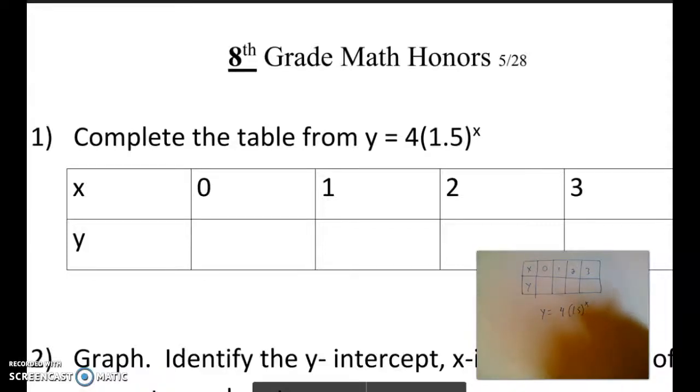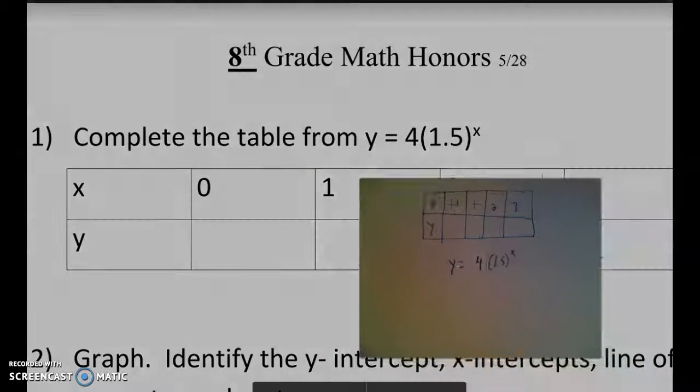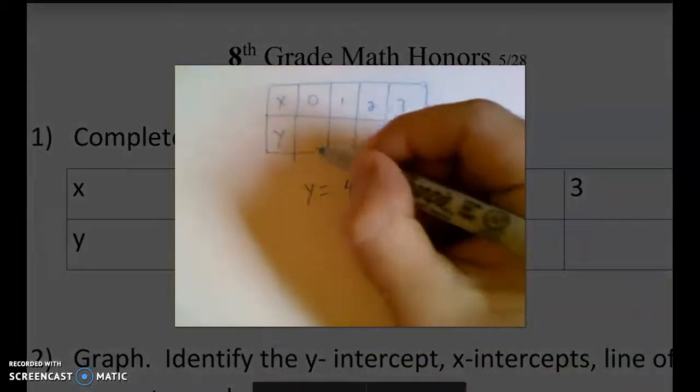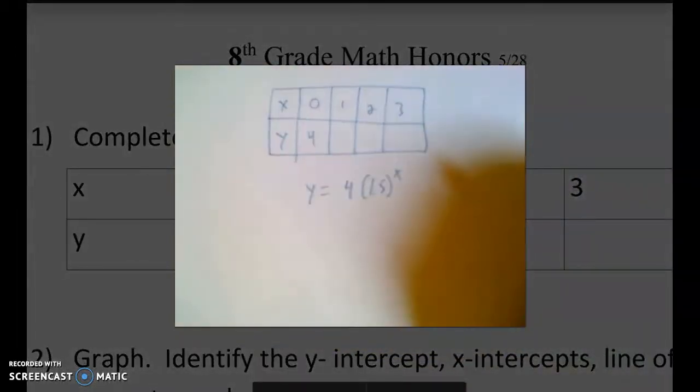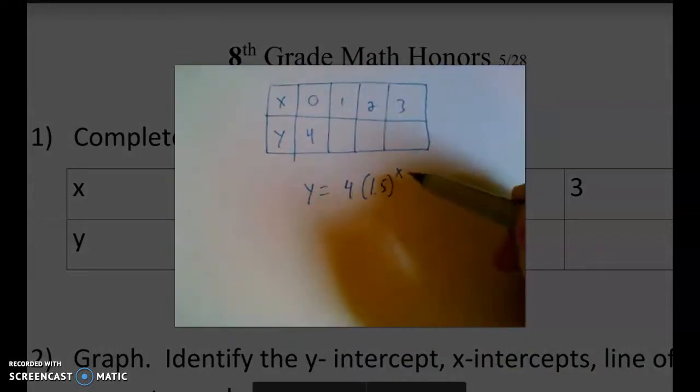Here are the answers to the warm-ups on May 28th. So the first thing I gave you was an exponential equation. And remembering the number on the outside of the parentheses is the y-intercept, that means that 4 is going to go when x is 0. And then it's a little substitution.